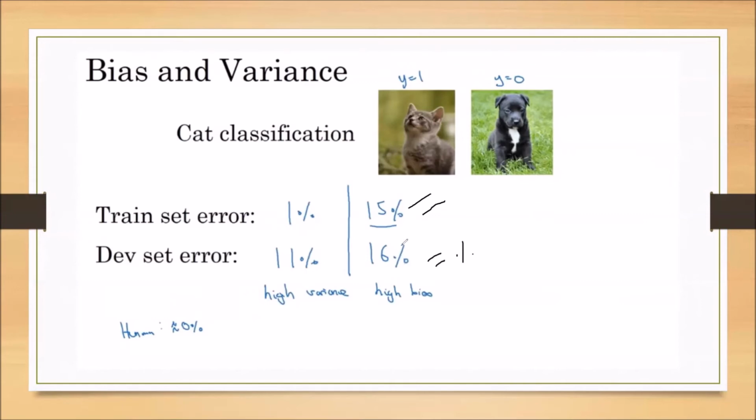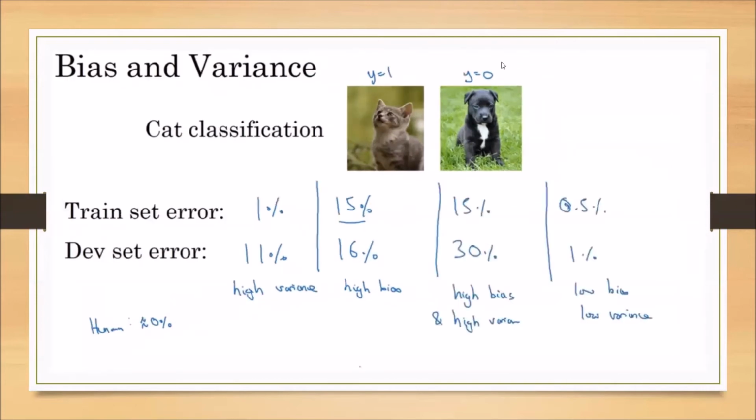Why high bias problem? Because in the training set the error is more, and in the cross validation set or development set the error is very small. That's why it is a high bias problem. Whereas we are taking two more examples. In the third example, we have high error in the training set and high error in the development set. That's why we call it both a high bias problem and a high variance problem. In the fourth example, the training set error is 0.5% and the cross validation set or development set error is only 1%. So it is a low bias problem and low variance problem. This is what we are really expecting.